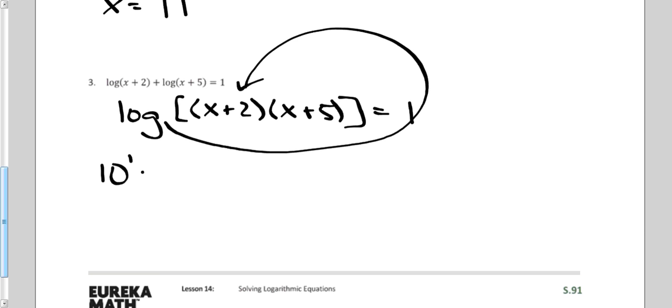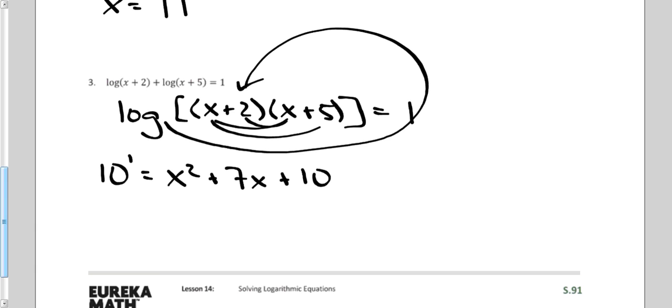10 to the 1 equals, should I multiply them now or multiply them later? Or should I multiply them at all? Multiply them now. I agree. Let's multiply them now. So I get, what is that? X squared, right? X squared plus 2x plus 5x, that's plus 7x, and then plus 10. Can I subtract 10 from both sides? Make that 0?